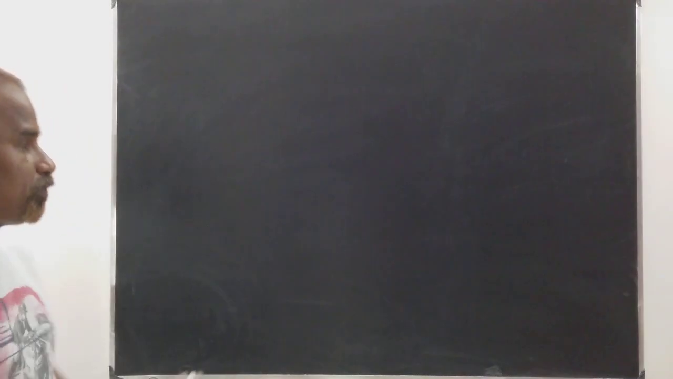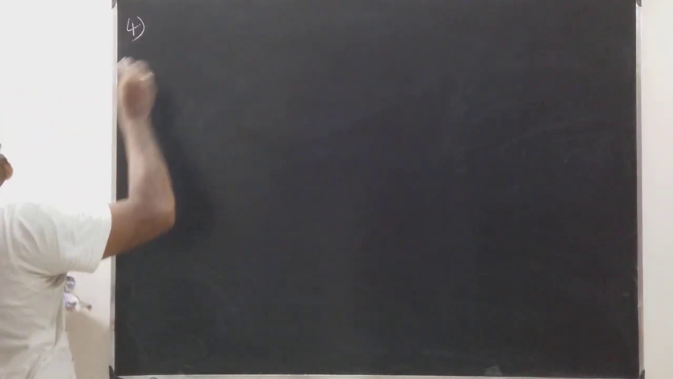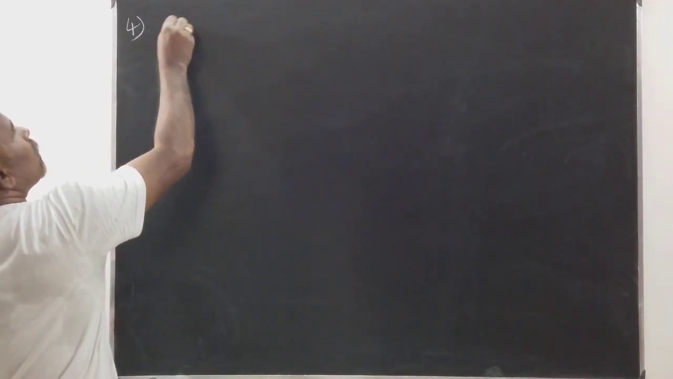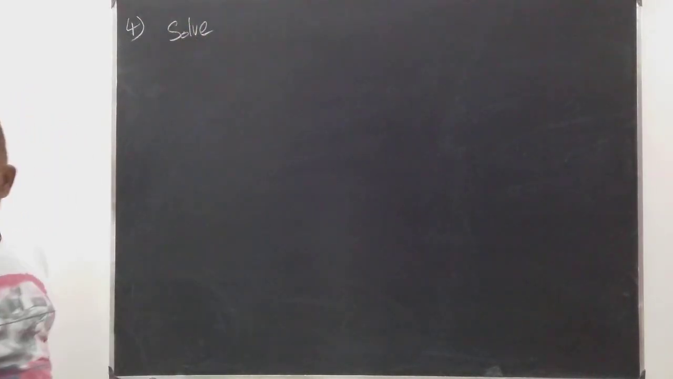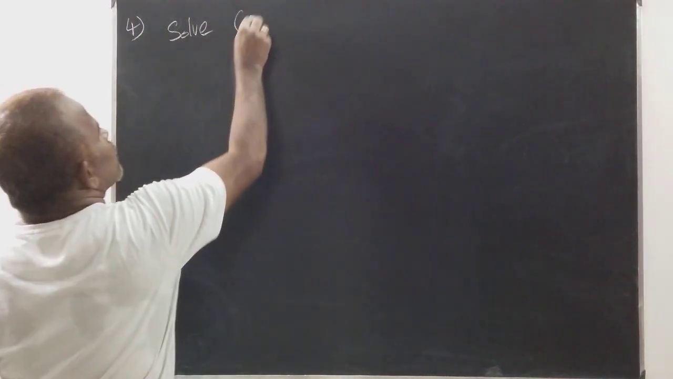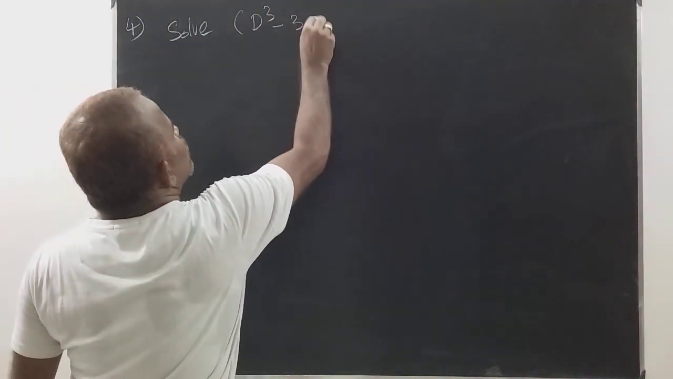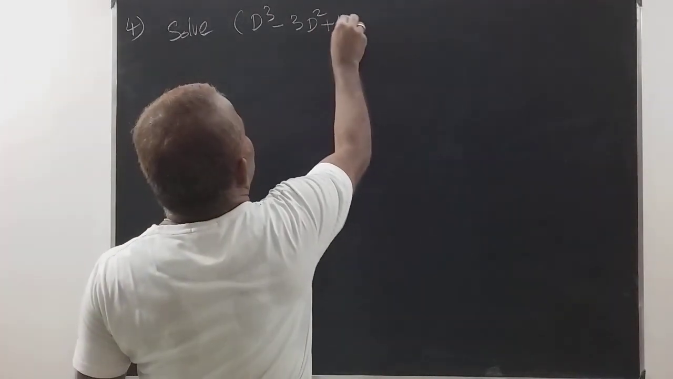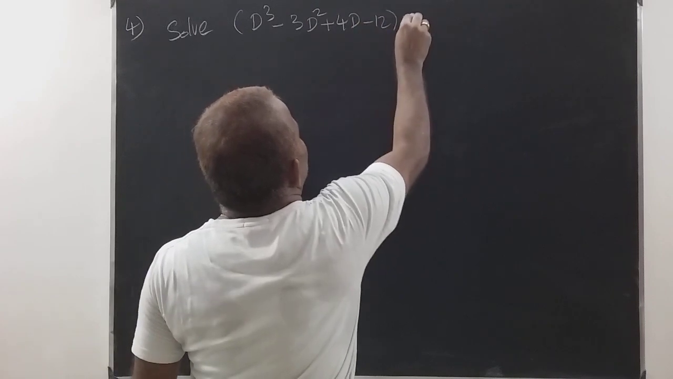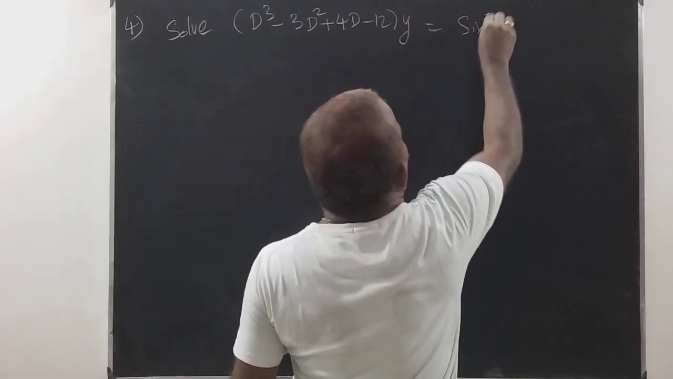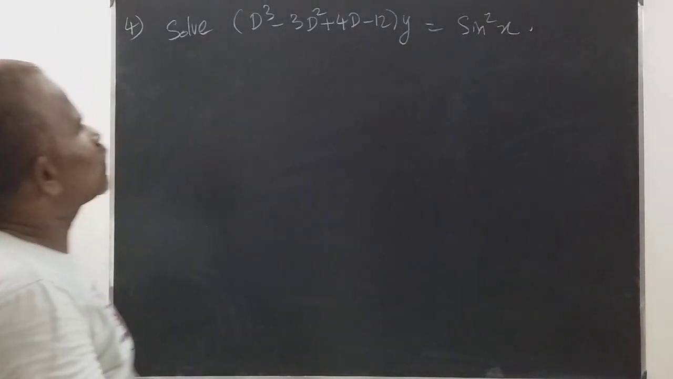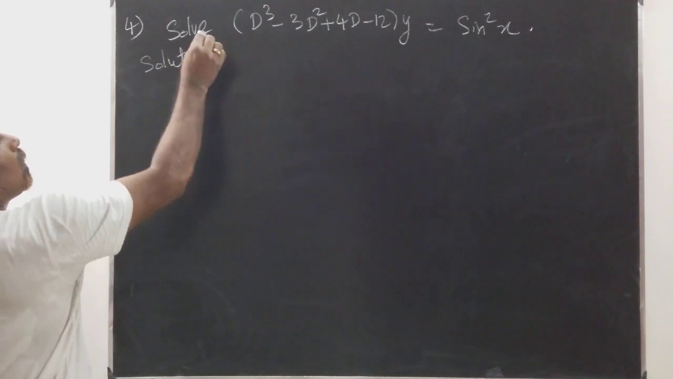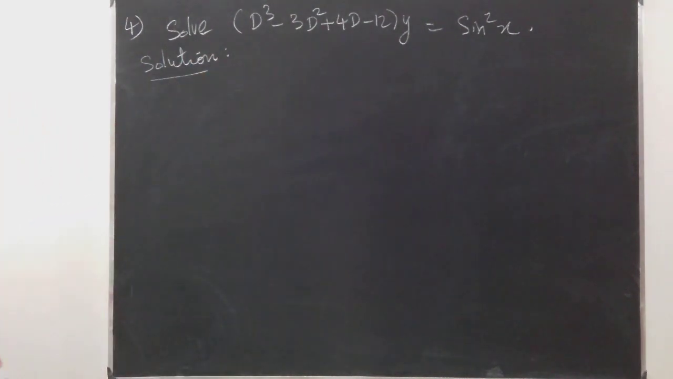One more problem. The last problem is: solve D cube minus 3D square plus 4D minus 12 into y is equal to sin squared x. Solution.